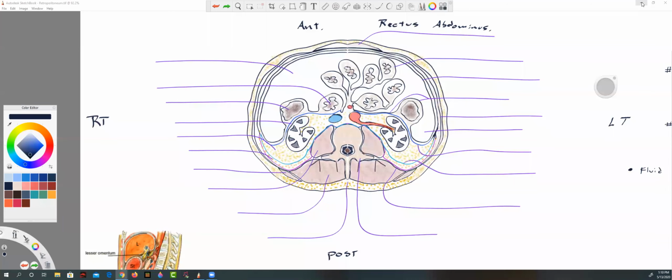Let's see. So right, left, rectus abdominis. The next line down is pointing. Small intestine, small intestine, small intestine. These are small intestines here. So it's probably the ileum. But what this is actually pointing to is the outside of that. So that is visceral peritoneum.